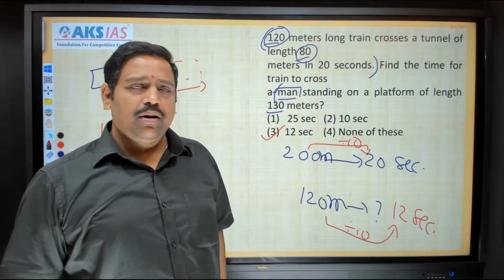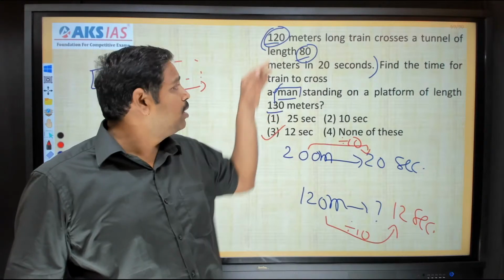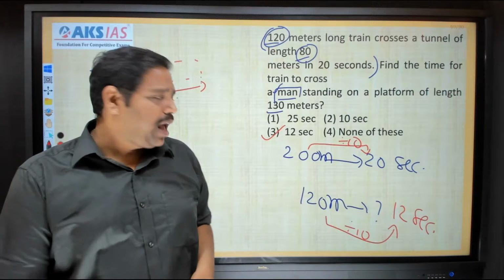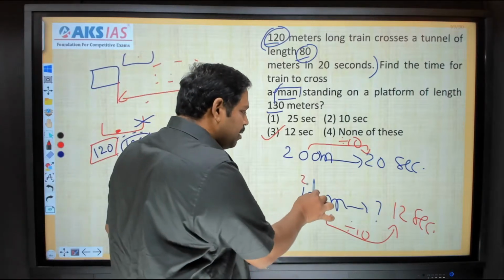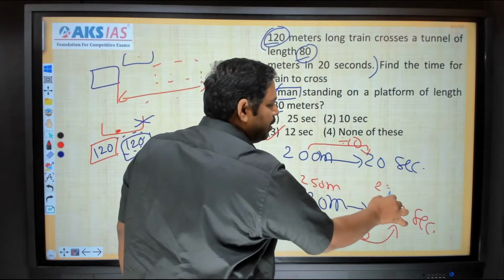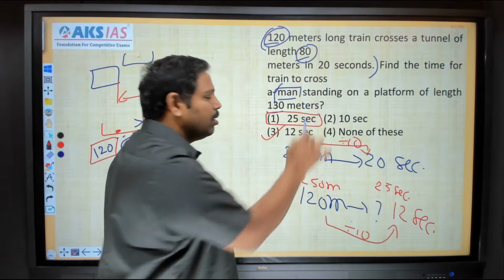So it is 120 meters. If it is crossing a platform of length 130, then the total length is 250 meters. Suppose you take it as 250 meters, then by 10 it means 25 seconds. Let us verify, is it there or not? Yes, it is, sir. That is the first option.